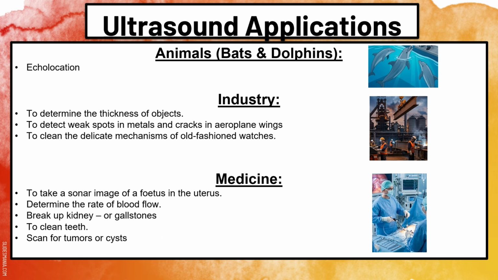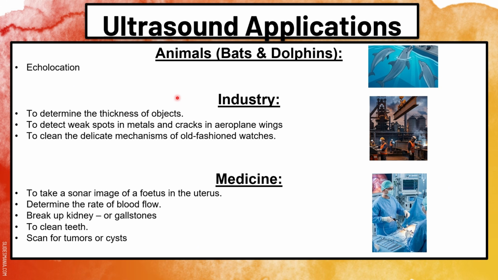Now let's look at a few applications of ultrasounds. So animals, especially bats and dolphins, make use of echolocation. What's echolocation again? It's when the dolphin or the bat sends out a sound wave, and then the sound wave travels through the water or through the air, and the moment it strikes its prey or an object, the sound wave bounces back or reflects and then travels all the way back to the source again, and then the bat or the dolphin can calculate the distance from its prey or its object.